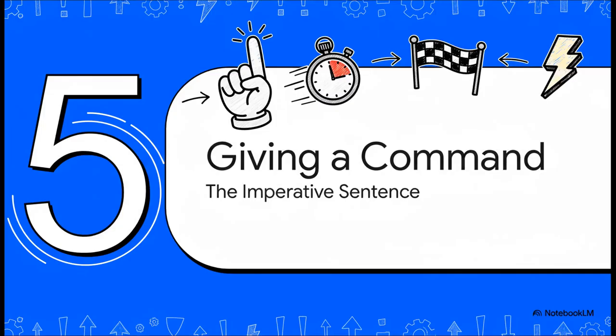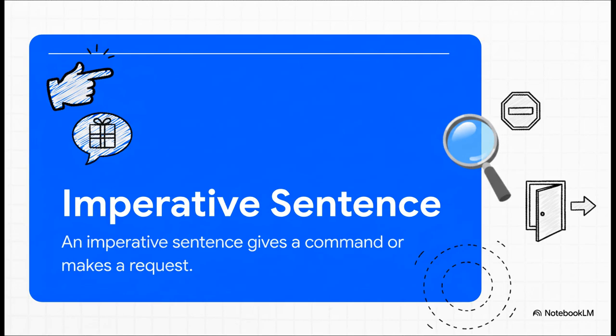And that brings us to our 4th and final type, the imperative sentence. You can think of this one as the get-it-done sentence. So, an imperative sentence is what you use when you want to tell someone to do something. It can be a direct order, or it can be a more polite request.